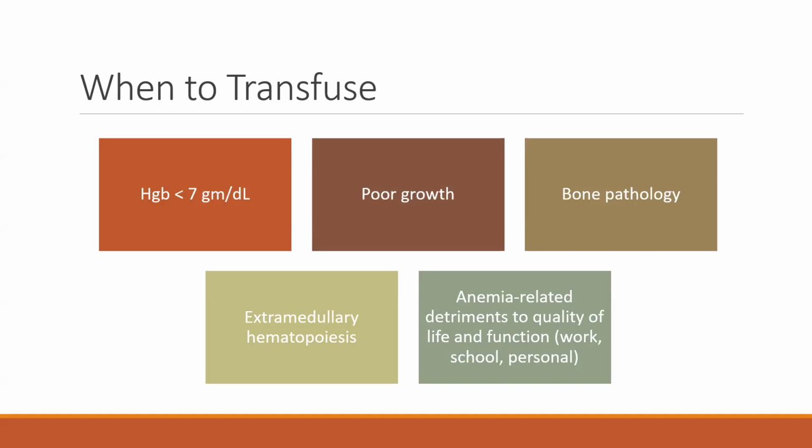So you want to drive up the hemoglobin to decrease the ineffective production of the body. Other times, if patients aren't growing well, if you already notice patients have bone pathology, or if the anemia is, say, they live at 8, 8.5, and they're just tired all the time, it's affecting their work, they have headaches constantly. Those could be other indications as well.